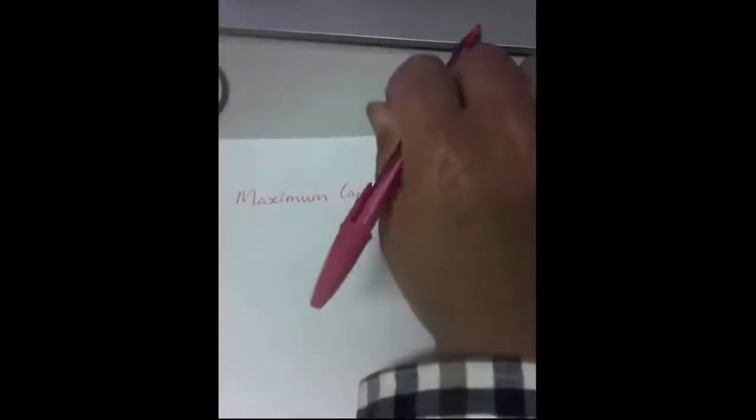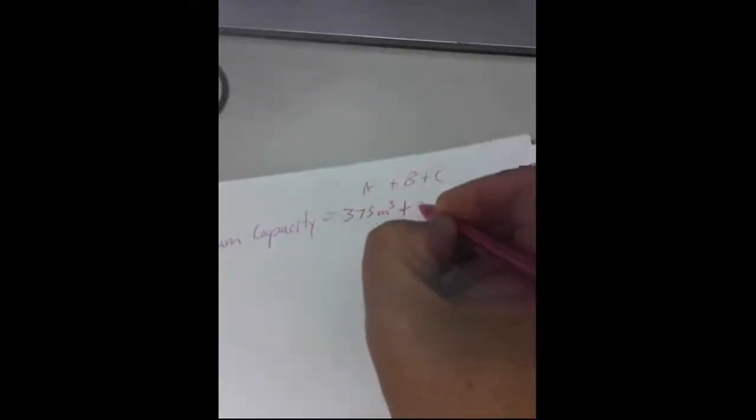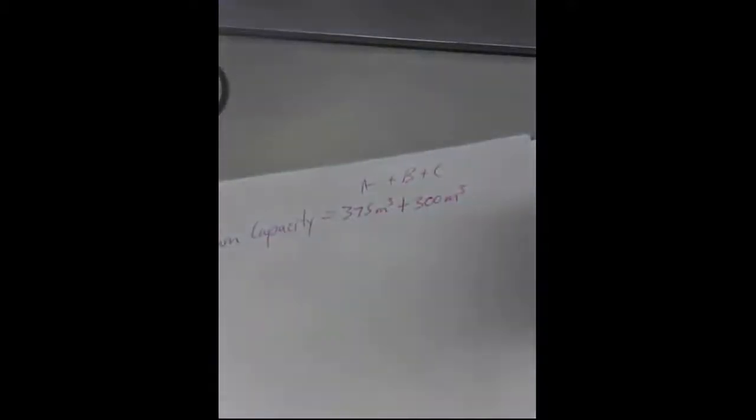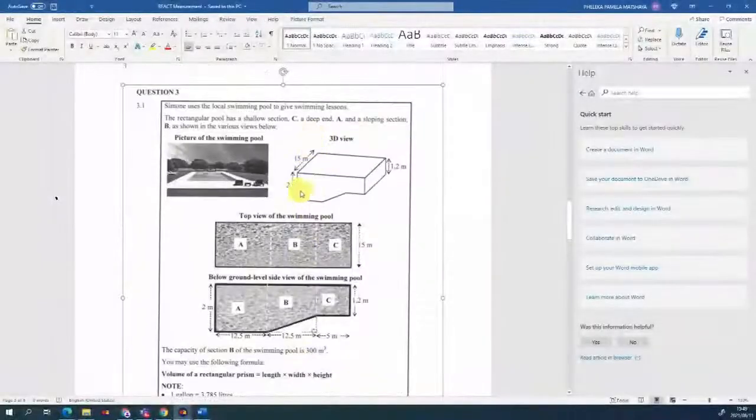Capacity, in this case, equals the volume. The maximum capacity, and what was it of A? A was 375 cubic meter. B, what was B? I remember it's A plus B plus C. B, they gave, which is 300. You didn't have to work that one out. It's part of the question. If you can look at the question there, they say that C, where is it on top?